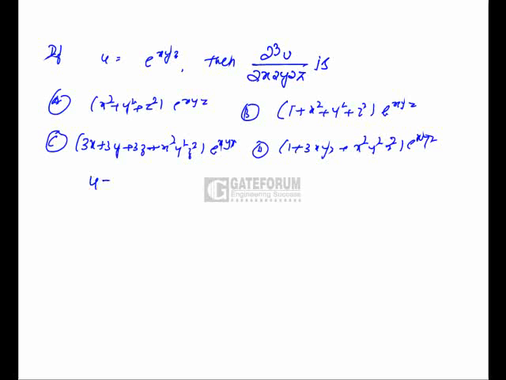The given function is u equals e power xyz, and we have to find dou u by dou x, dou y, dou z. Let us start with z. Differentiating the given function partially with respect to z, dou u by dou z is nothing but e power xyz.